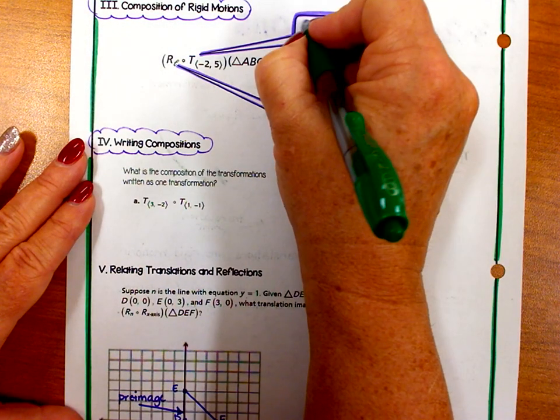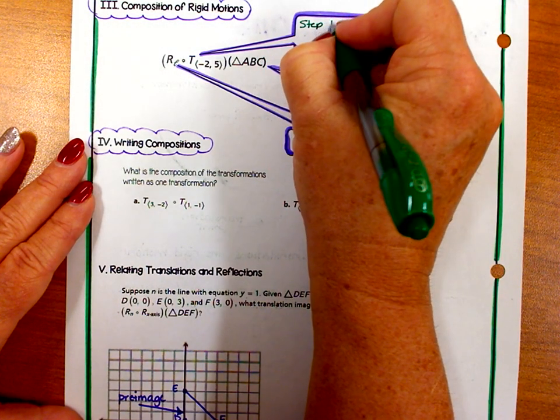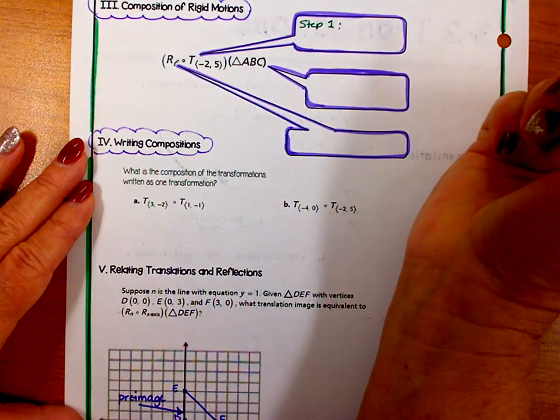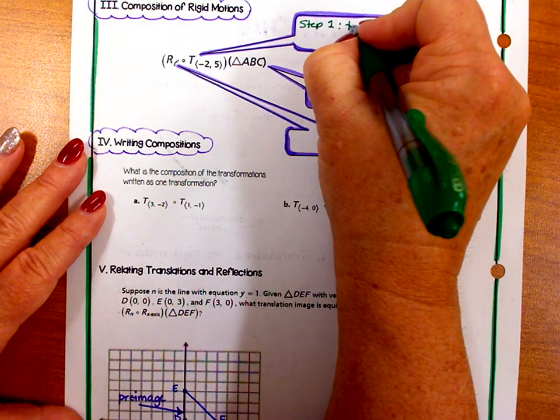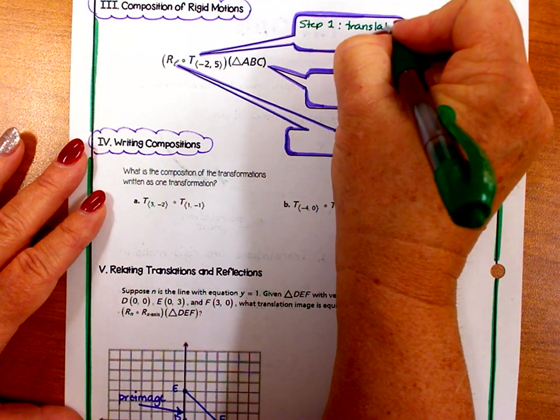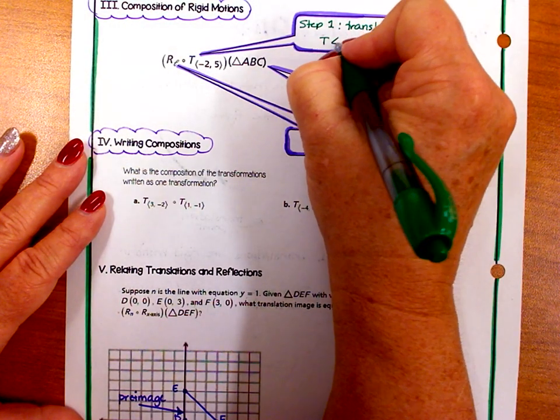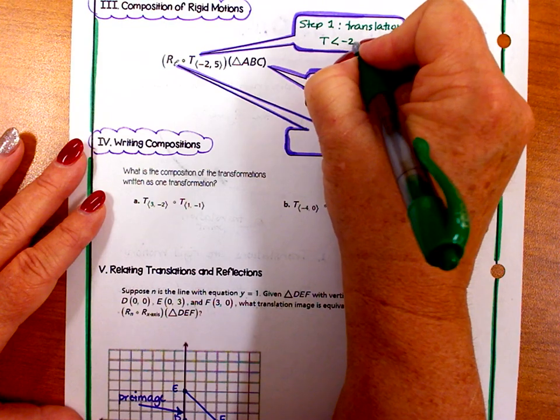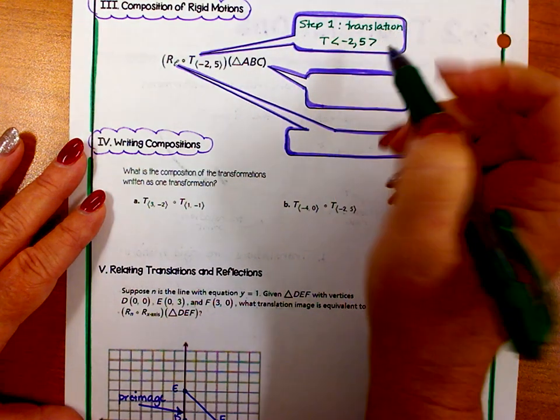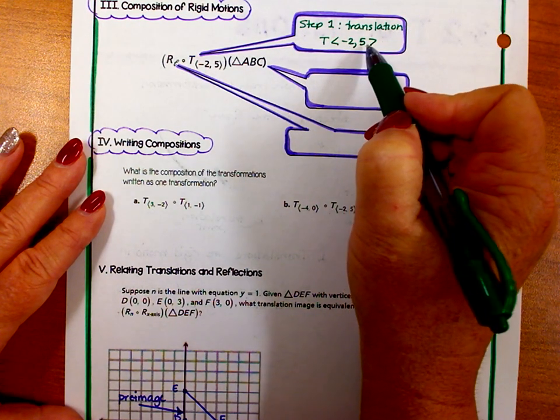So step 1 is going to be the translation. And your translation is T, -2, 5, which means to the left 2 and up 5.